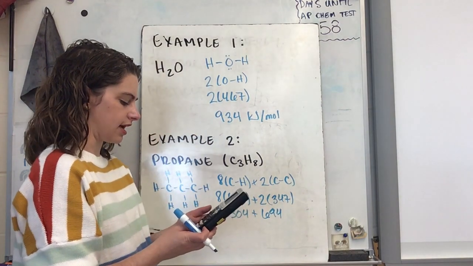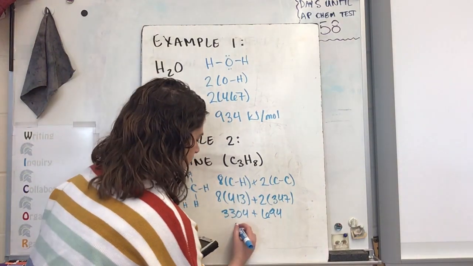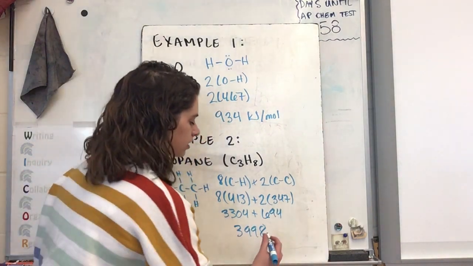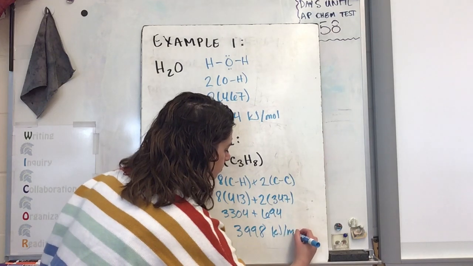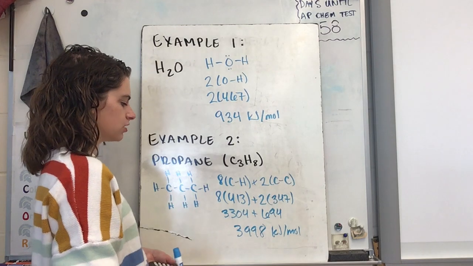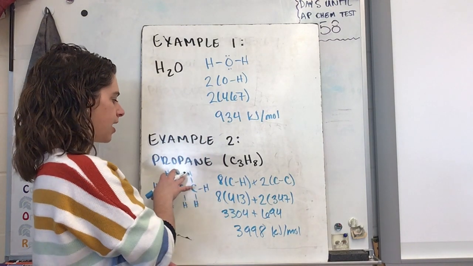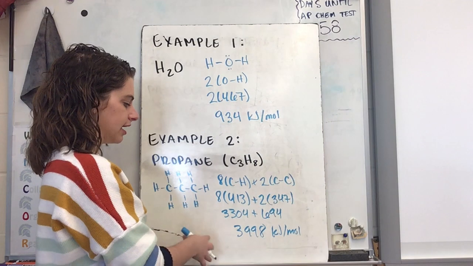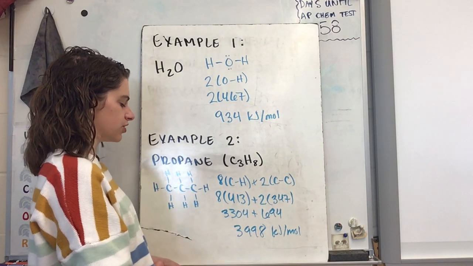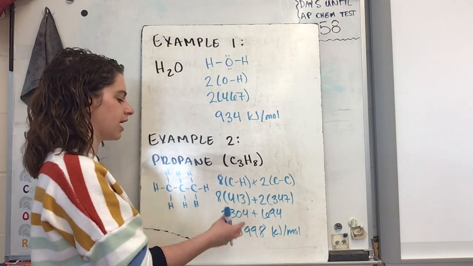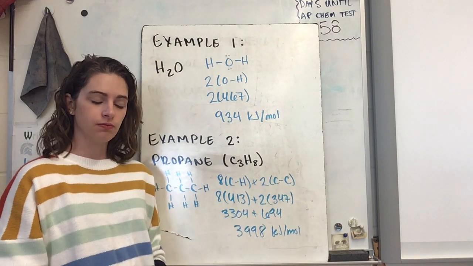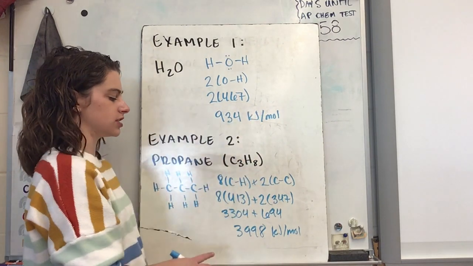And then I'm going to add those together, which gets me 3,998. Again, my units are kilojoules per mole, because those are the units of these numbers from the table. So, same as with my water, if I'm breaking all these bonds in propane, it's going to require 3,998 kilojoules per mole. In order to do that, if I'm forming a molecule of propane, I'm going to get 3,998 kilojoules per mole of energy out. So that's how you do just the individual molecules.